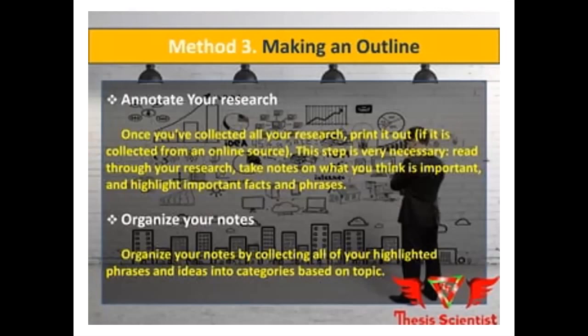Then making an outline. After doing the study, you have to write an outline and annotate your research. That means you have to systematically arrange it. Annotating means systematically arranging it. Once you have collected all your research, print it out, right? This step is very necessary. Read through your research, take notes on what you think is important. You may have a number of different papers that you have collected, written reports, get them organized. Annotating is getting them organized and carefully sorting them out.